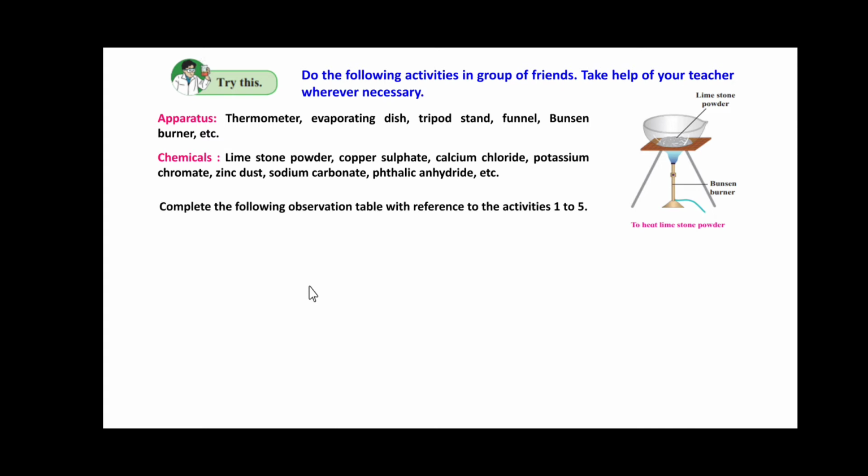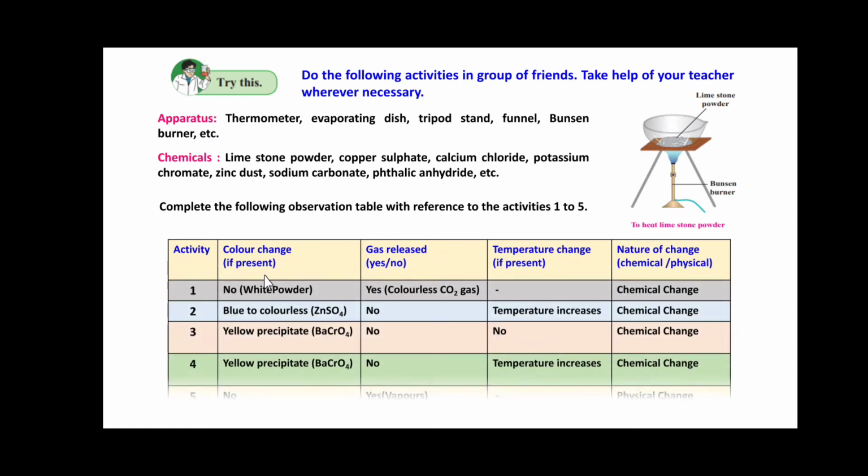Friends, here some 5 activities are there. Out of this, first is take a spoonful of limestone powder in an evaporating dish. Heat it strongly on a high blue flame. What happens here? This limestone is the CaCO3. When the CaCO3 is heated, it gives you CaO plus CO2. Means in this case, there is no color change. Gas released, yes, carbon dioxide gas is released, CO2, and temperature change is no. And the nature of this change, it is a chemical change, certainly.